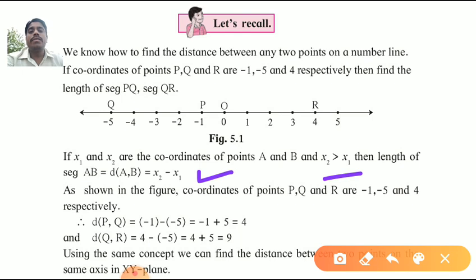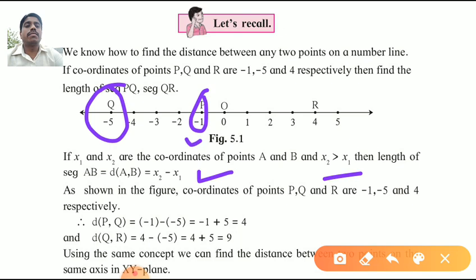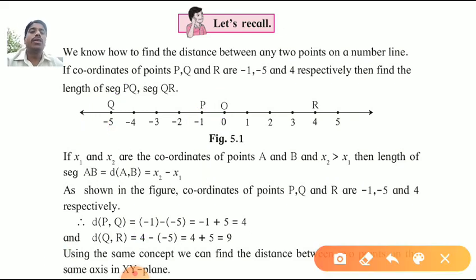By this formula method we find the distance between PQ. Here the coordinate of point P is -1 and the coordinate of point Q is -5. In these two points, the larger number is -1 and the smaller number is -5. Then we find the difference: -1 minus (-5) is equal to -1 plus 5, that means 4.